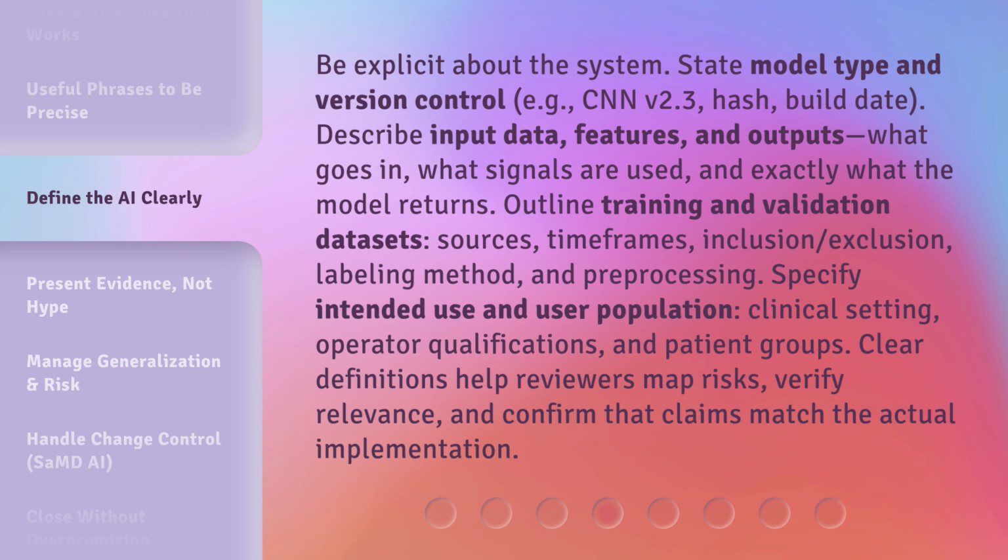Outline training and validation datasets: sources, timeframes, inclusion/exclusion, labeling method, and pre-processing. Specify intended use and user population, clinical setting, operator qualifications, and patient groups. Clear definitions help reviewers map risks, verify relevance, and confirm that claims match the actual implementation.